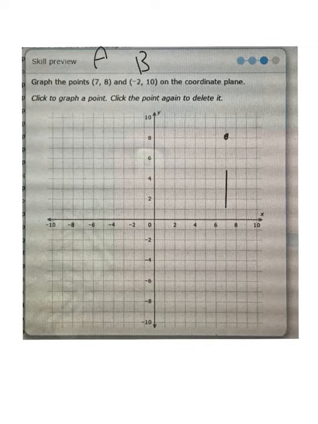A, B, that's A. B is negative 2 across on the x-axis and up to positive 10. That's another common mistake, is kids will go up or down the wrong way. So make sure if it's positive 10, you're going up. Negative 2 and up to positive 10. Okay, that's pretty much it. Good luck with this section.